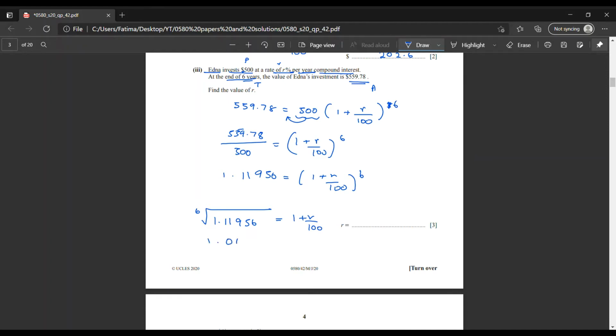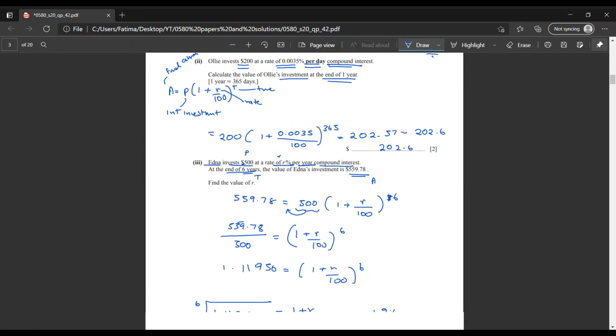You get 1.019, and that's equal to 1 plus r upon 100. So 1.019 minus 1 is equal to r upon 100. Therefore 0.019 is equal to r upon 100. So r should be 0.019 into 100, and that's 1.9%. And that is it for this. Yeah, that's it for the first question.